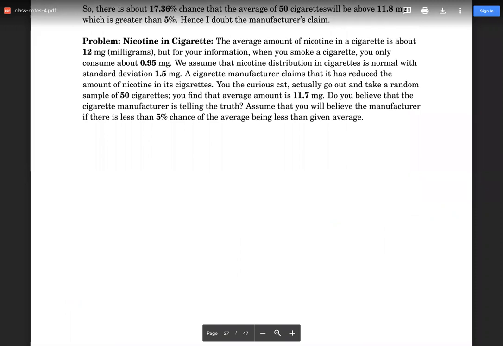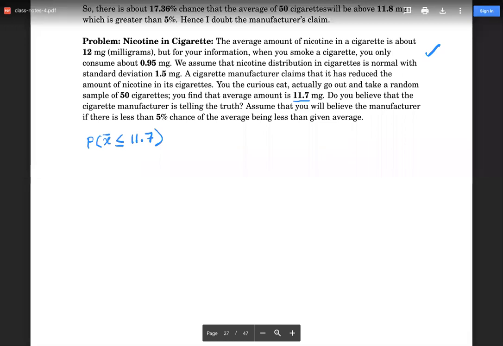This problem is exactly the same problem. Instead of average amount being 11.8, I changed it to 11.7. So I'll go ahead and do it for you since we had a little bit of typo issue in the last problem. So again, everything is the same. So we are looking for probability of X bar being less than or equal to 11.7, given that they haven't done anything.